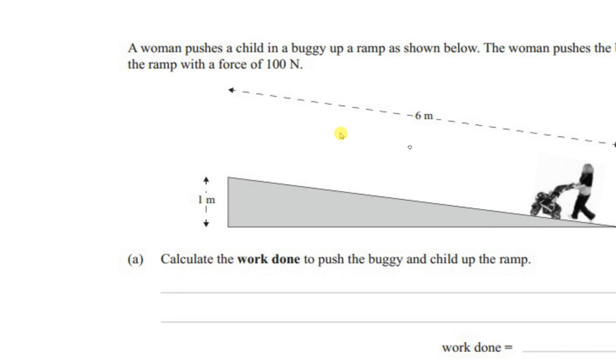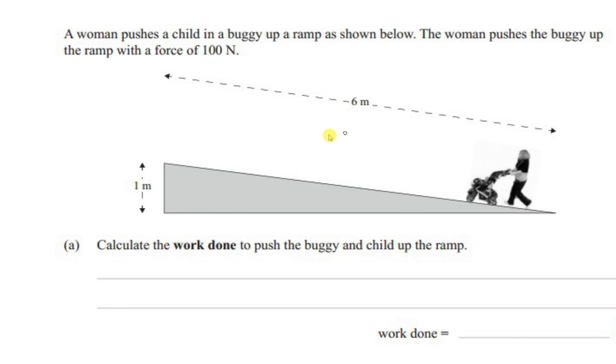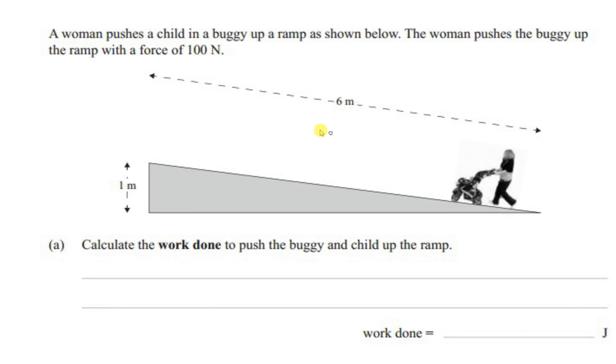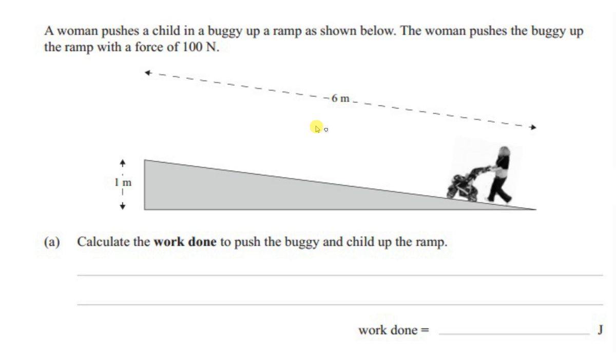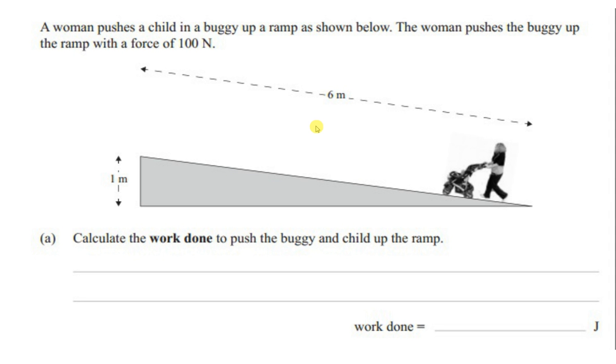Okay, so a woman pushes a child in a buggy up a ramp as shown below. The woman pushes the buggy up the ramp with a force of 100 newtons. Calculate the work done to push the buggy and the child up the ramp. So we can go work equals force times distance. So my force, it's told me here, is 100 newtons.